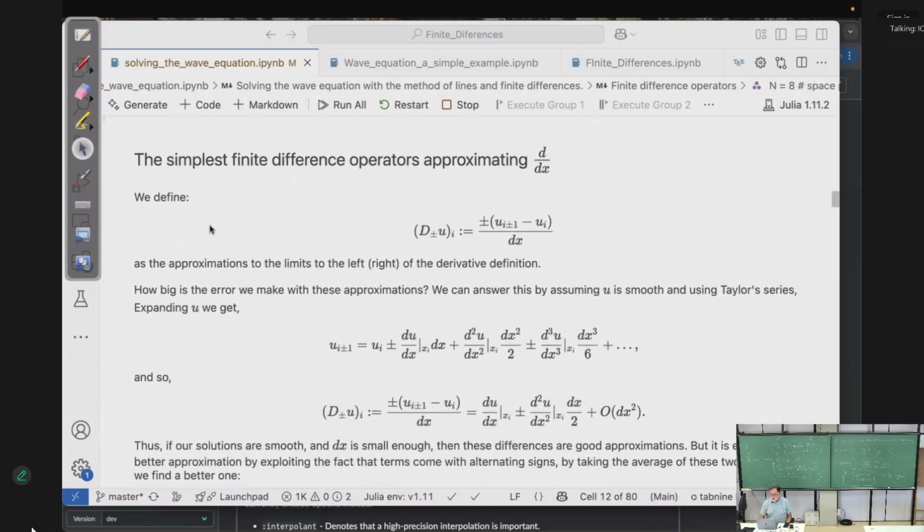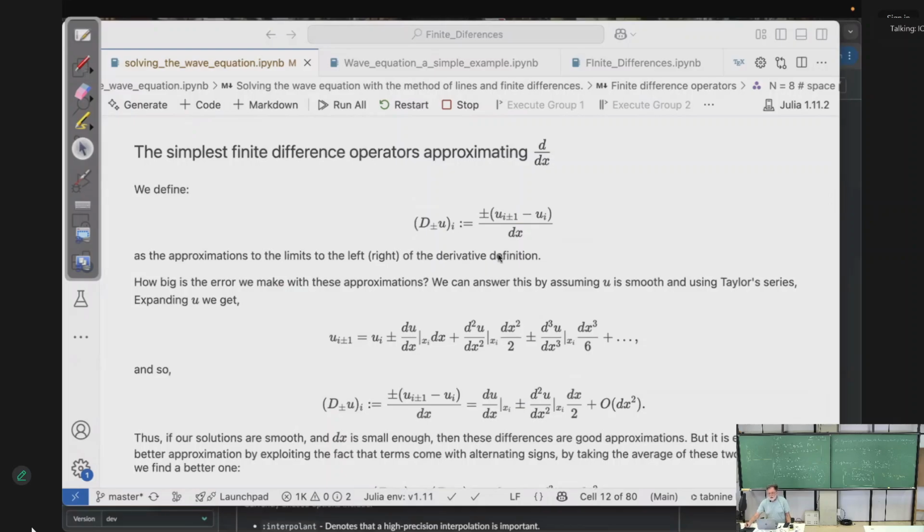So we saw the simplest finite difference operators. The definition of the derivative will be the limit of one of these things with dx going to zero, but we can take any one of them. So if we are at the point i, we take either this difference, this is the plus finite difference, or we can take this difference, and this is the minus finite difference.